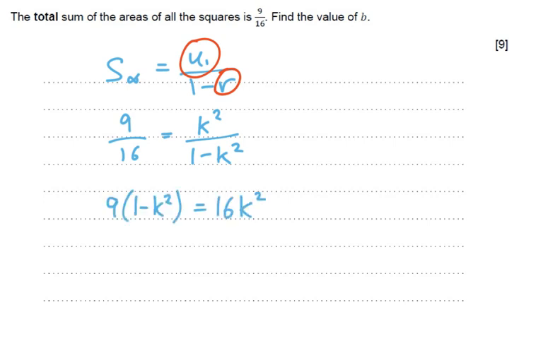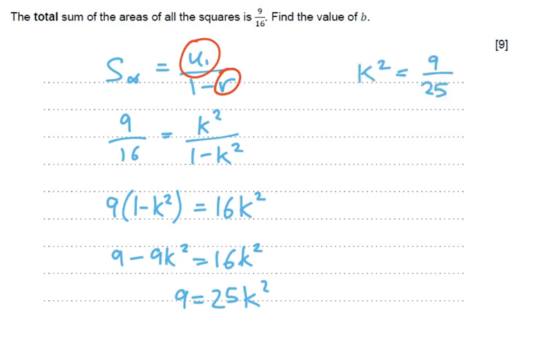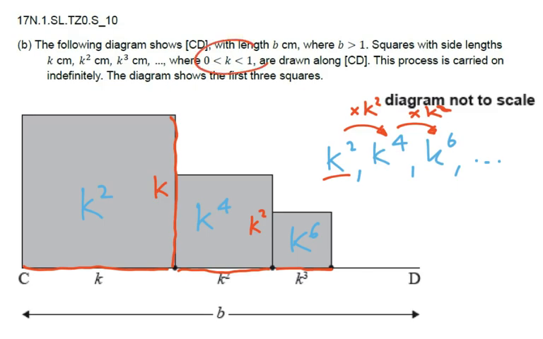So I've multiplied both sides by 1 minus k squared and by 16. I'm now going to expand the brackets. Now I'm going to make k squared the subject. Added 9k squared to both sides, so I can do that. I'm going to divide by 25. That means k squared is 9 over 25. That means k is 3 over 5, because it tells us here that k is positive.